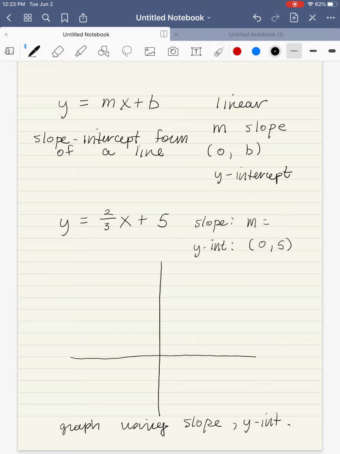So the 2 here, let me rewrite this way. The 2 is how much we're going up and down. The 3 is how much we're going over. That's also known as rise over run. So that's the way a lot of students remember slope: rise over run, change in y over change in x. So we can plot the point (0, 5) and drop that point.